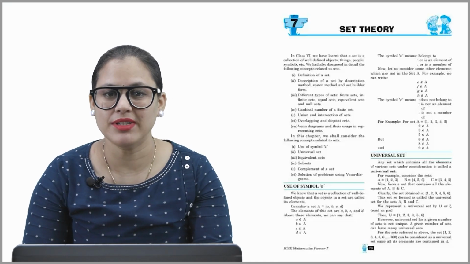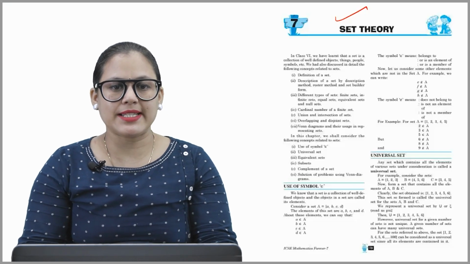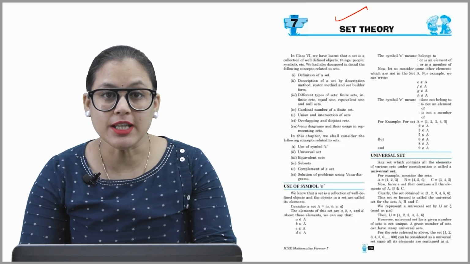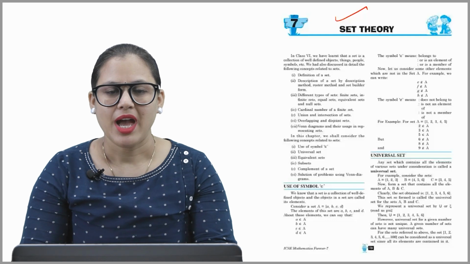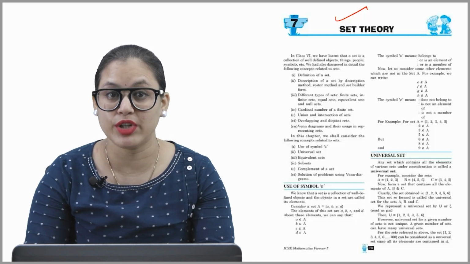Let's start today's chapter, set theory. In class 6, we have learned that a set is a collection of well-defined objects, things, people, symbols, etc. And we had also discussed in detail the following concepts related to sets. Number 1, definition of a set.